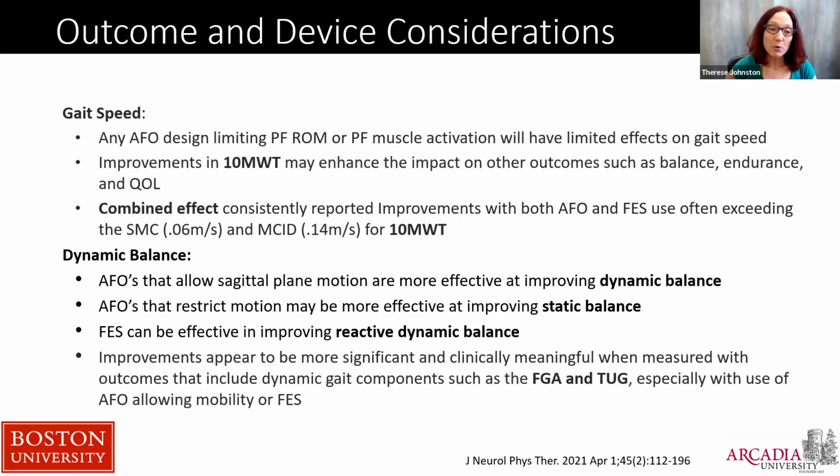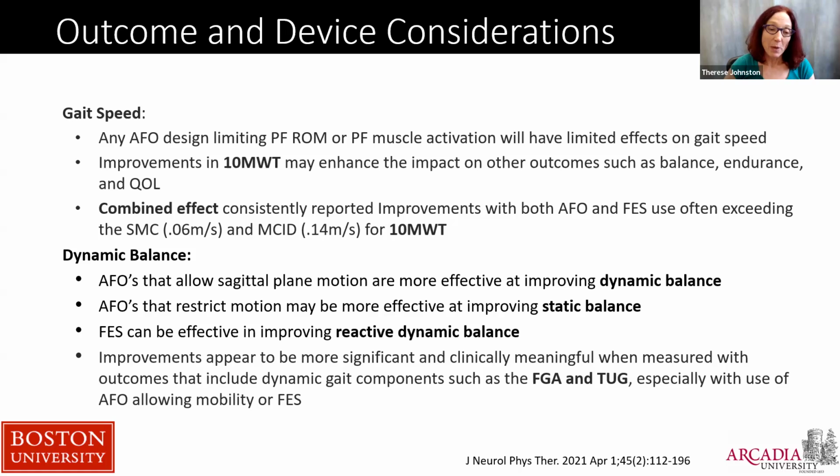One thing that's nice is that if we can improve gait speed with the appropriate AFO design, this can help to enhance the impact on other outcomes. So improvements with this AFO can also improve balance, endurance, and quality of life. And then we can also look at some information from the literature that showed a combined effect reporting improvement. So combined effect is an effect after the person's been training with a device for a period of time. And what's been found in the literature is that gait speed improves both with AFO and FES, often exceeding the small meaningful change, or the minimally clinically important difference, for that 10-meter walk test.